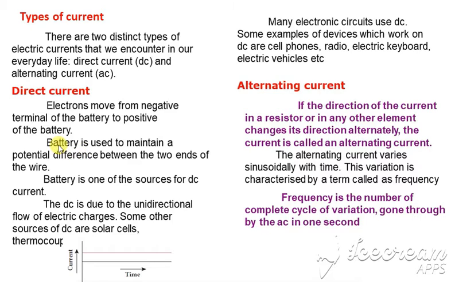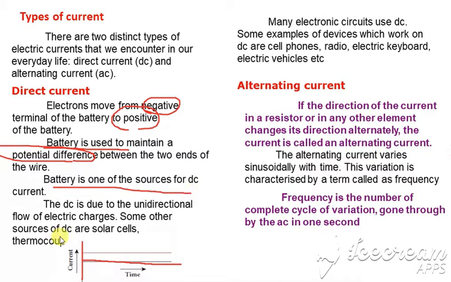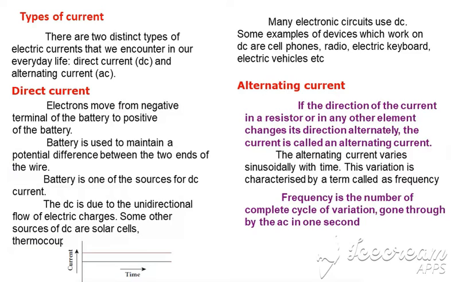In direct current, the graph of current against time taken will be a straight line. So, clear with direct current? In direct current, the electrons move from negative to positive terminal. The main source is the battery, which is used to maintain the potential difference. Other sources are solar cells and thermocouple. When you see the graph, it is a straight line. Other devices are cell phone, radio, electric keyboard, and electric vehicles. Clear? Next we are going to see alternating current.